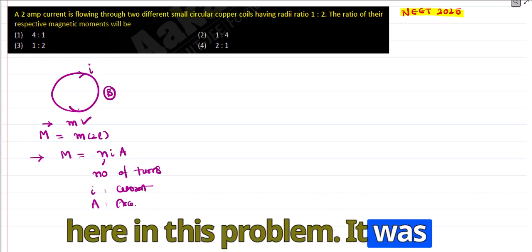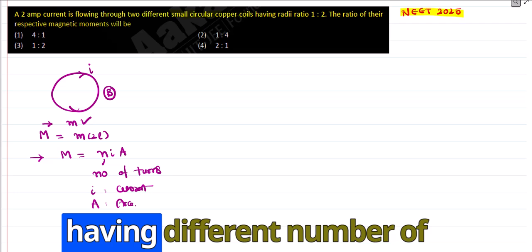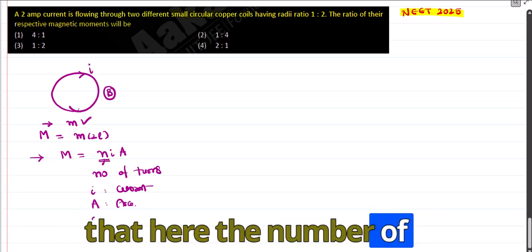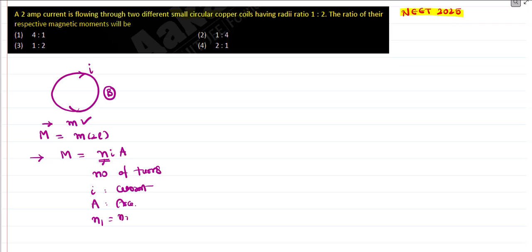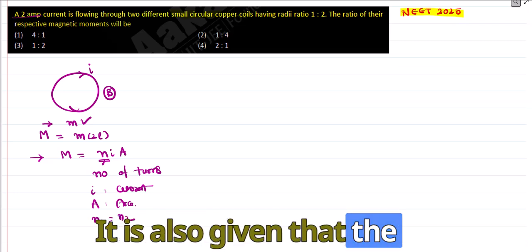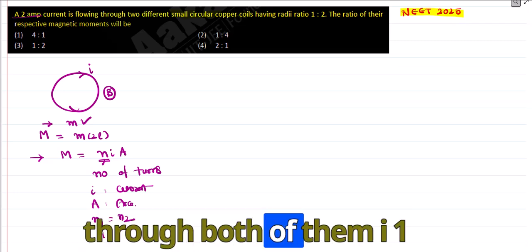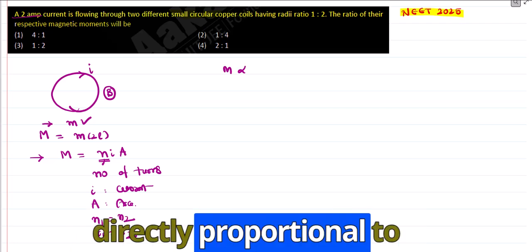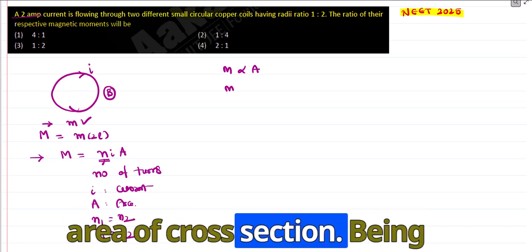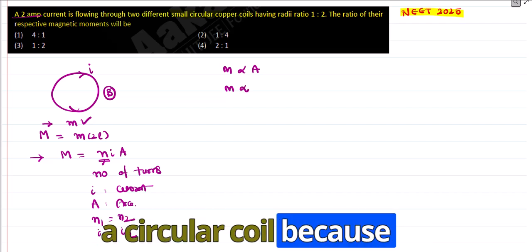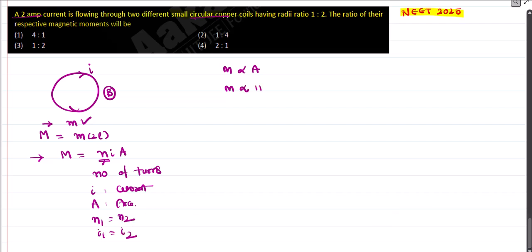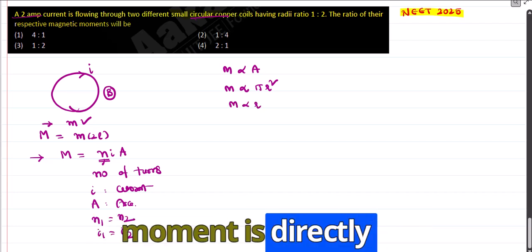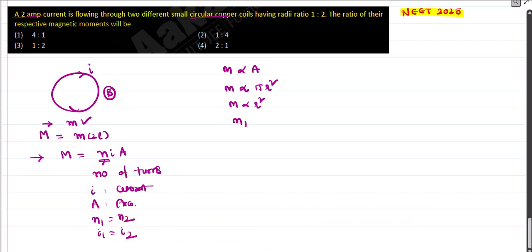Here in this problem, it was not mentioned that it is having a different number of turns, so we shall assume that the number of turns is the same. It is also given that the same current is passing through both of them, I1 equal to I2. So the magnetic moment is only directly proportional to the area of cross section. Being a circular coil, the area is pi r square. Pi is also constant, so magnetic moment is directly proportional to r square.